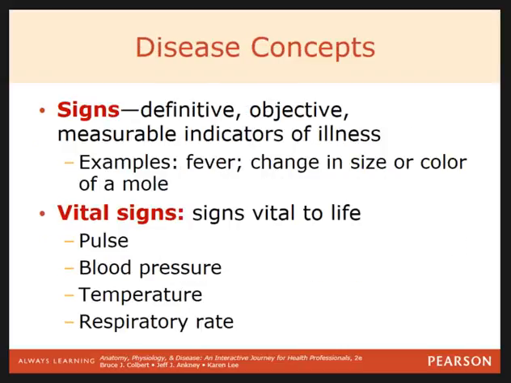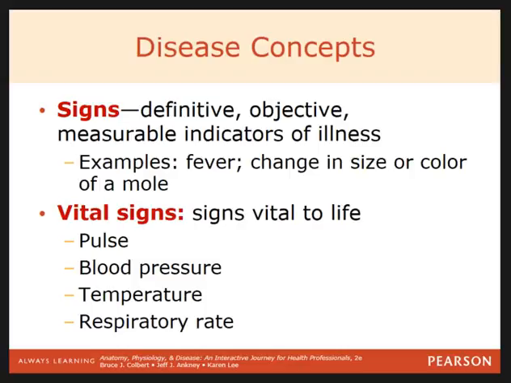Now, talking about disease concepts, when we talk about illness and disease, patients will often talk about signs and symptoms. So understanding this terminology is important. So a sign is something that's definitive, it's objective, it's got no perception component to it, something that's measurable. So fever, we can take somebody's temperature and know if they're running a fever. If they have a change in the size of a mole, that can be measured.